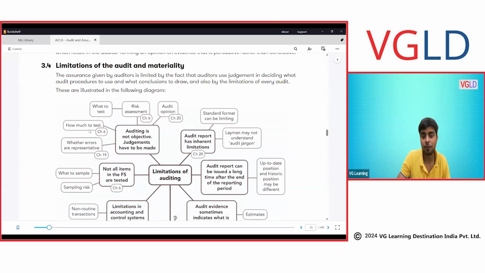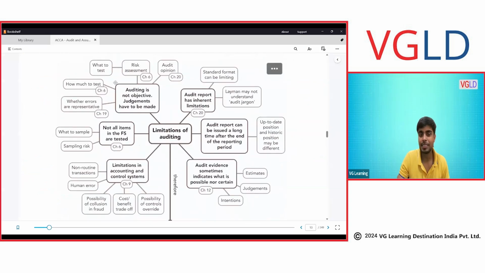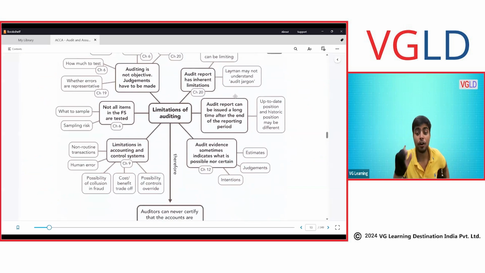Okay. Limitations of audit. Audit requires judgment. All this is covered in chapter number 6; in chapter number 20, we will be discussing risk assessment. The audit report has inherent limitations. It is a standard report, and a layman may not understand audit jargon. It took me an entire class to make you understand what assurance is and what a financial reporting framework is. Think about a common person. They would not be able to understand.